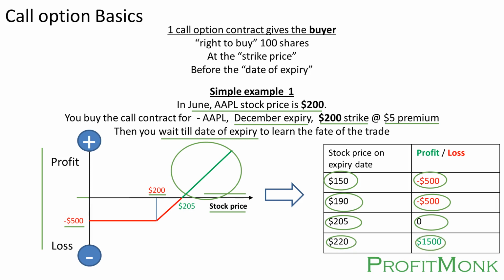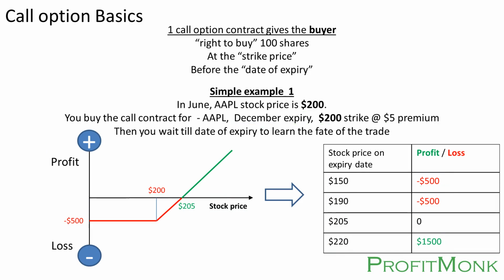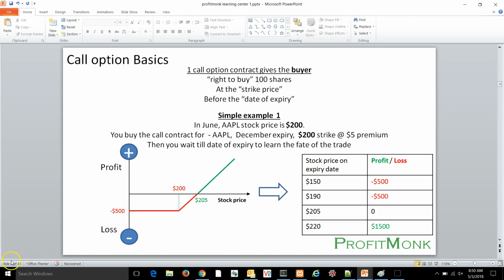Why is that? This is because you have the right to buy the stock at $200. You will sell it at $220, which means you have made $20 per stock, which is $2,000 per contract, but out of that you had already paid $500 as the premium. So in effect you make $1,500. So hopefully this explanation is clear for you to understand the basics of call options.